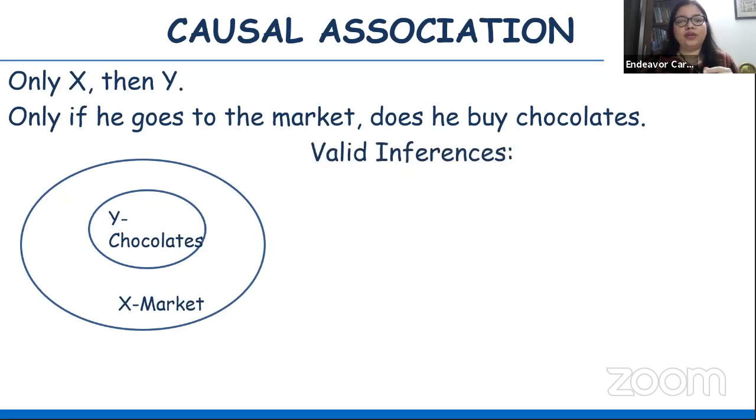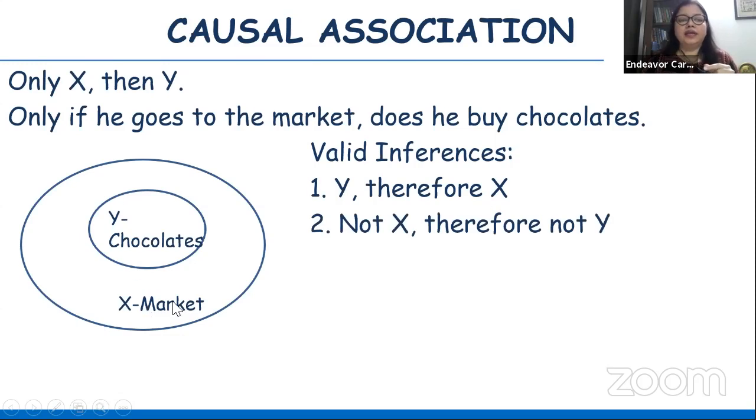So in this case, I can also very well say he bought chocolates, therefore he went to the market, and he did not go to the market, so he did not buy chocolates. Because he only buys chocolates by going to the market. There are no other ways in which he buys chocolates. So he didn't go to the market. The consequence did not occur. Therefore, the cause did not occur. Correct? This is valid here.